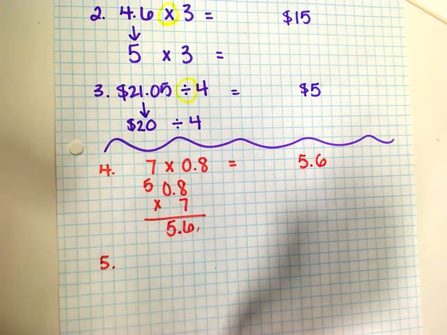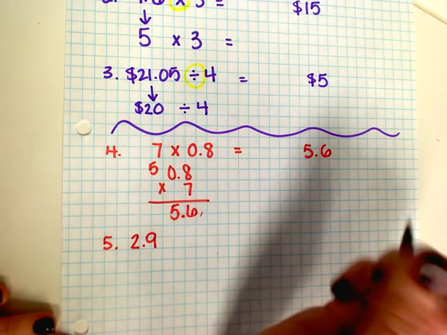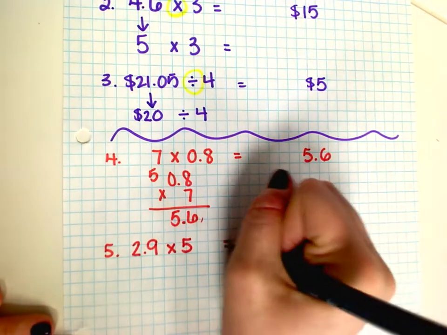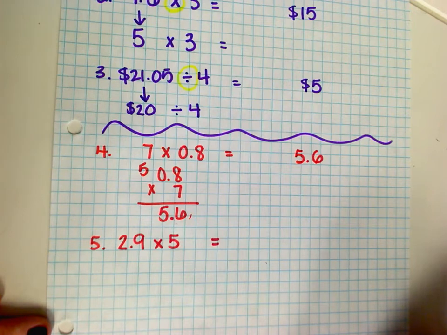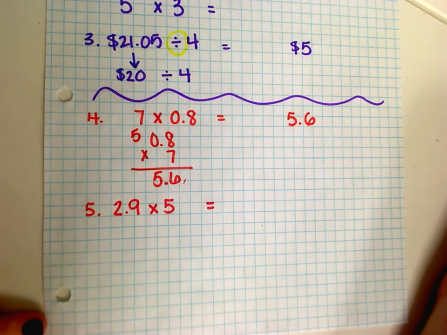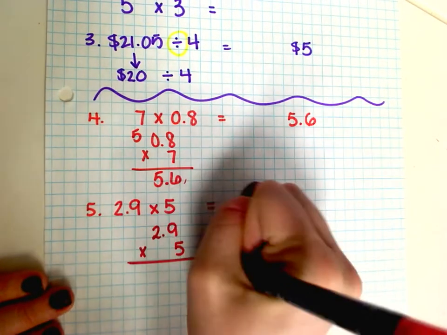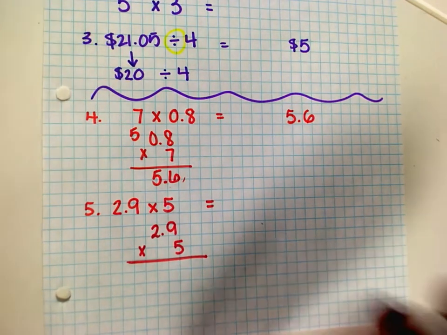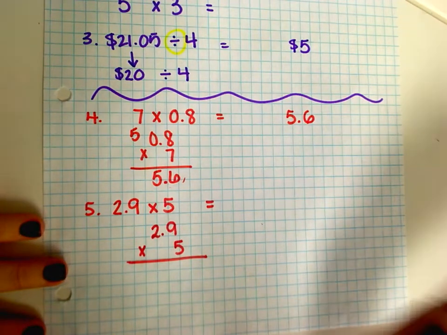Okay, let's look at this one, number 5. Again, we're multiplying, same thing. Same amount of digits after the decimal point. 2 9/10 times 5. What did you get, Alex? I got 14 and 5/10. That's exactly right. 14 and 5/10 is correct.